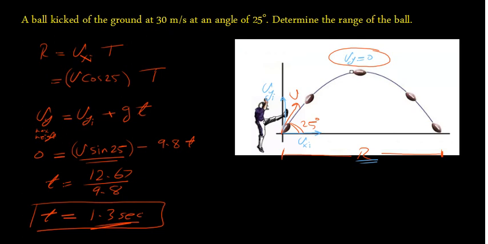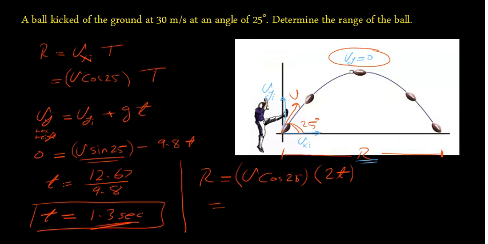So from here, the total time of the entire trip in the air will be double the time, because the time from the ground to the maximum height will be equal to the time from the maximum height back to the ground. So I know for sure now that the range will be V cosine 25, which is easy to calculate, times 2t, the time to maximum height.